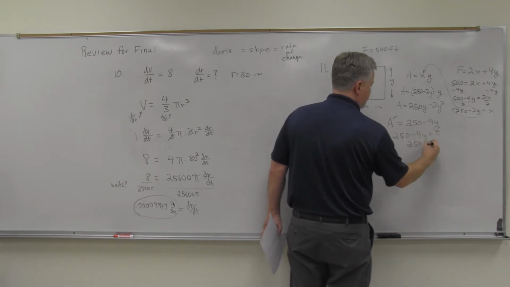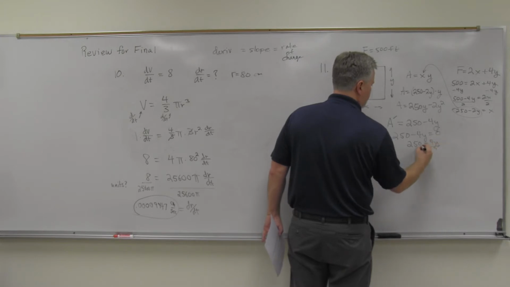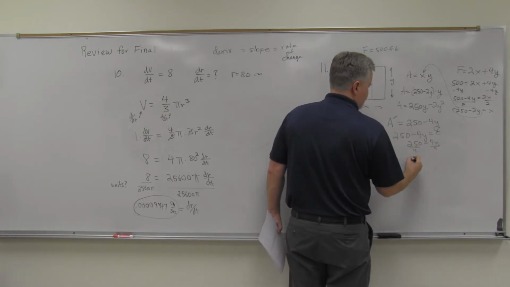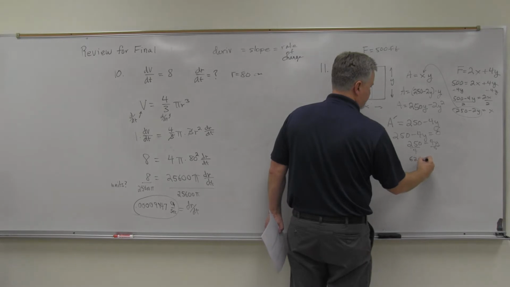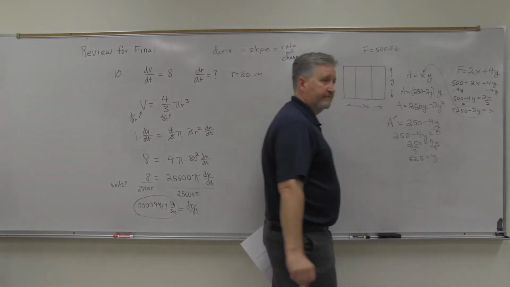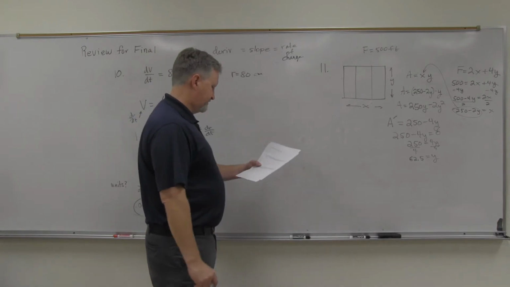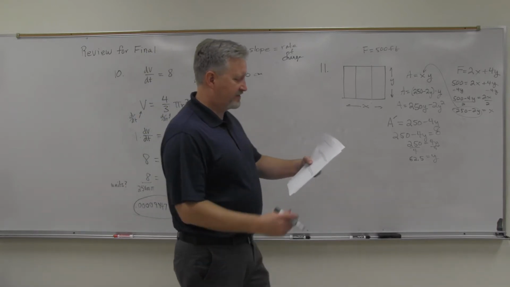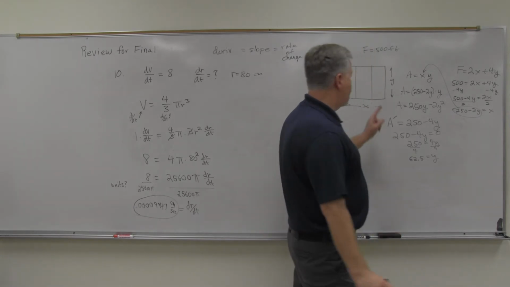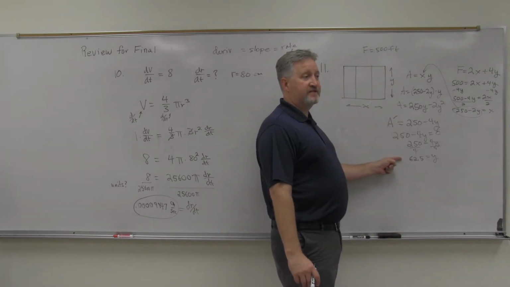Add the 4y, 250 equals 4y, divide by 4. Was that 62.5 is y, is that right? What was the question? What are the dimensions that would make the largest? Okay, so our maximum area is going to occur when y is 62.5.